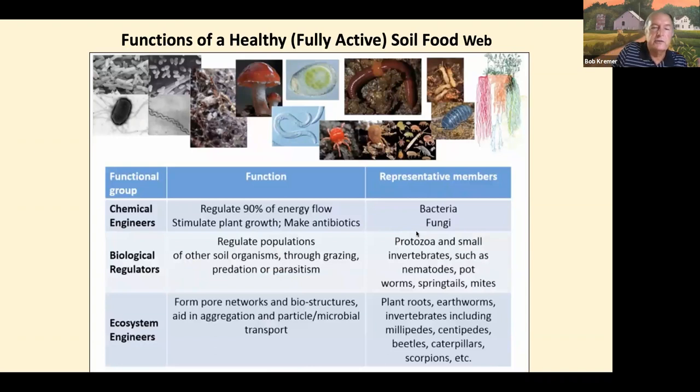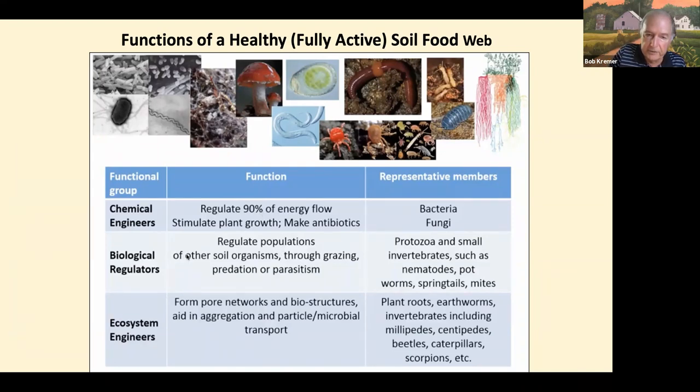So the function: we just looked a lot at the taxonomic diversity. What are the functions of a healthy, fully active soil food web? Well, we mentioned the chemical engineers, which regulate 90% of the energy flow, stimulate plant growth, and make antibiotics, and these are the bacteria and fungi. So most of the nutrient transformation is mediated by this group of microorganisms.